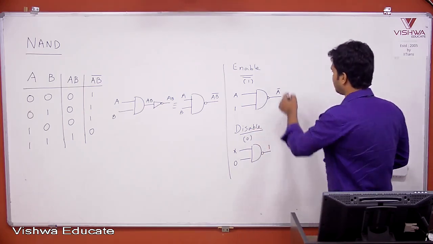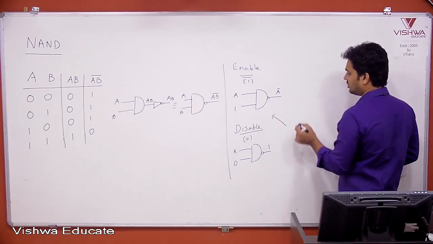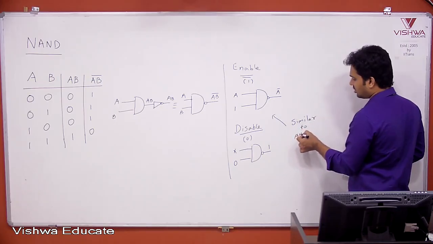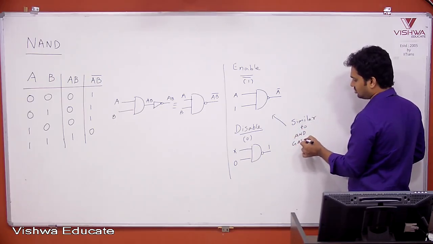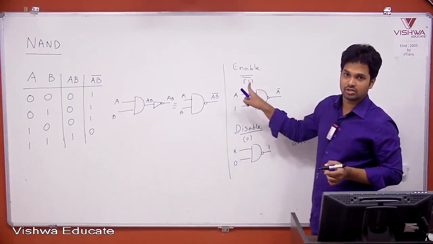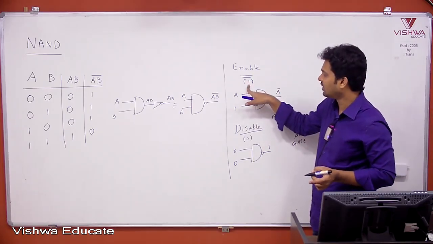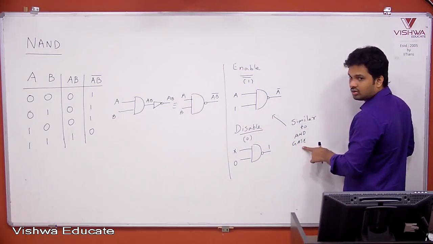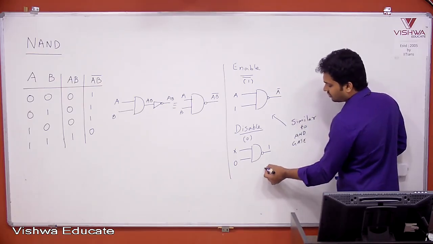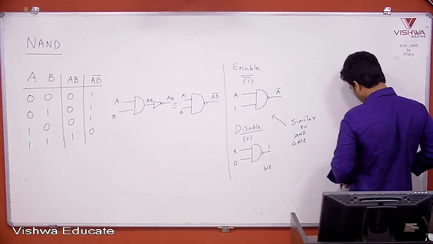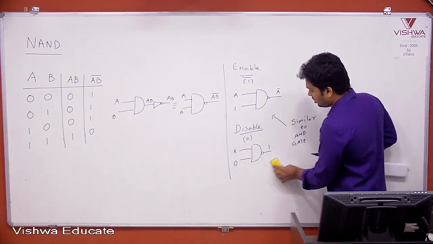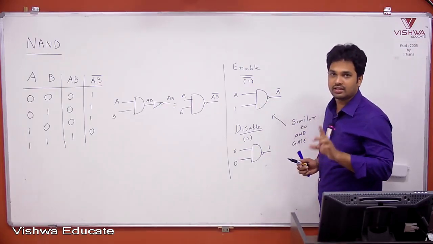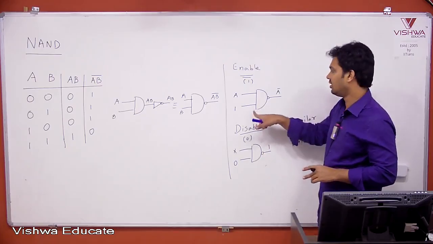So now see here. Is it similar to the AND gate or not? In the AND gate also, when the enable input is 1, the output may be different. What is the enable input of the AND gate? 1. The disable input is 0. So the enable and disable inputs are similar to the AND gate. So you can understand, unused inputs of the NAND gate will be treated in the same way as unused inputs of the AND gate.